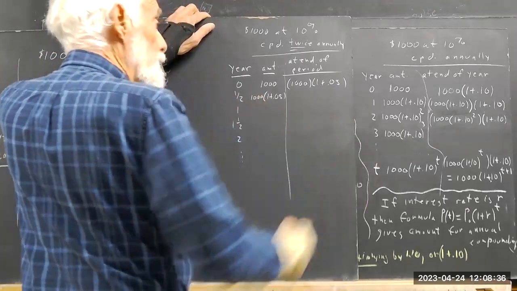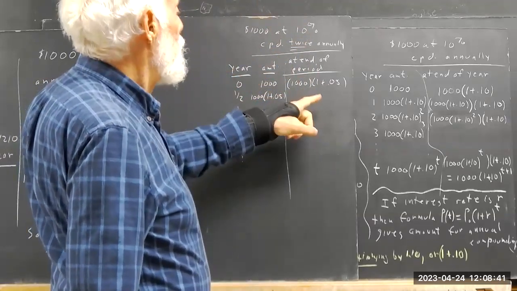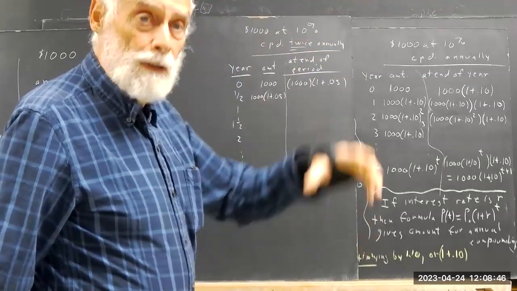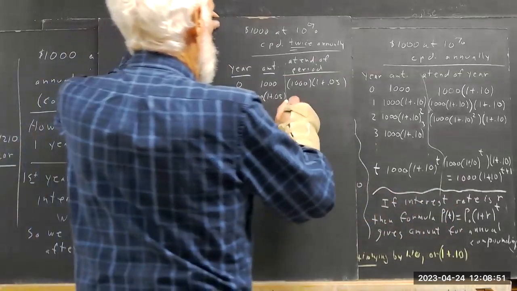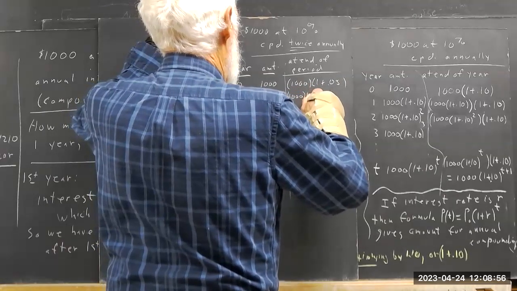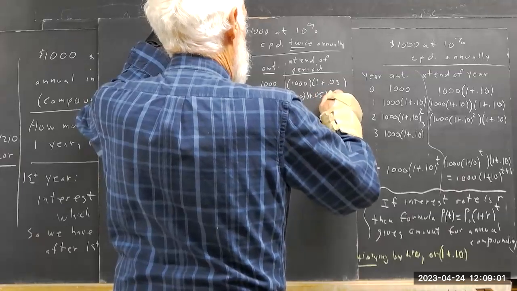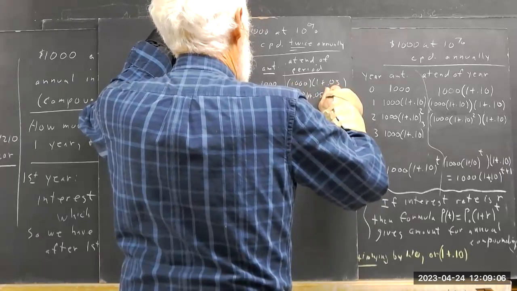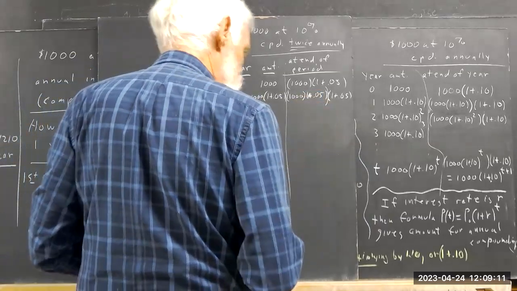Well, at the end of every period, we get the amount by multiplying by 1 plus 0.05, because every period we're adding 5%. And the period is half a year. So we're going to have 1,000, I'm going to write this a little bit small, times.